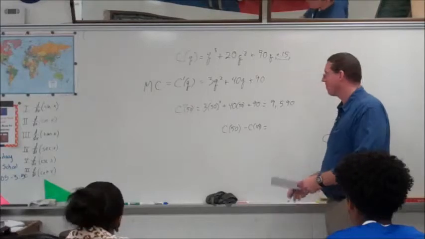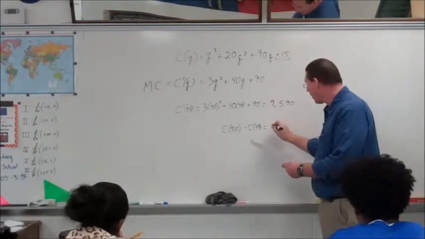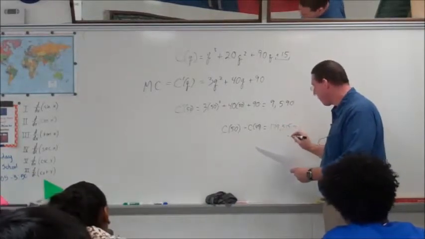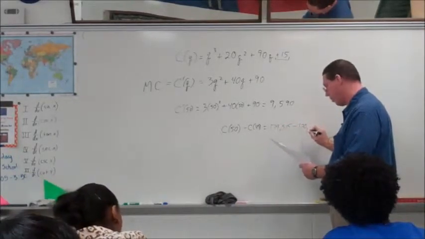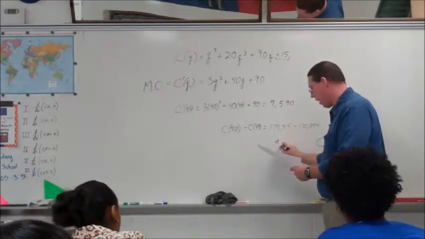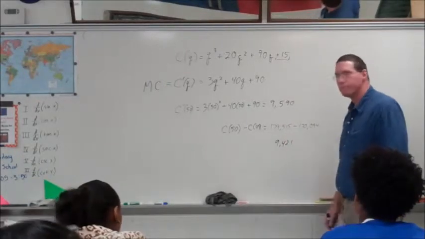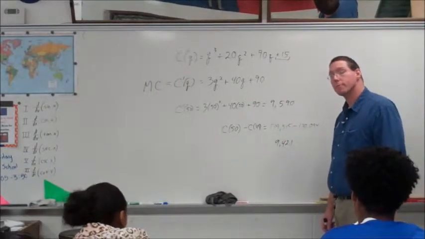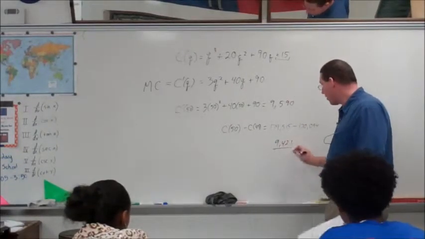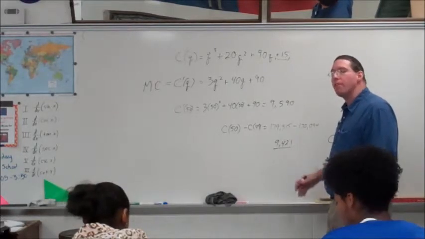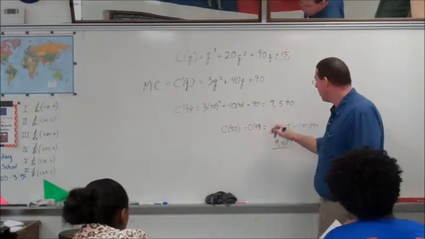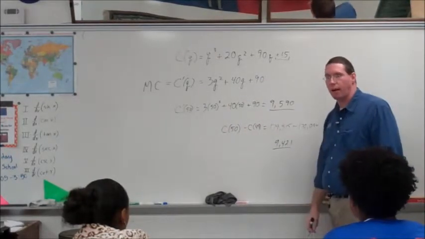Yeah. Okay, now for C of 50, I got 179,515, and then for C of 49, I got 170,094. When you subtract this with a calculator, you get 9,421. So the actual marginal cost for the 50th item is 9,421. But the calculus version of the marginal cost is 9,590.